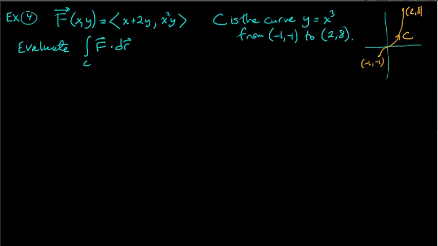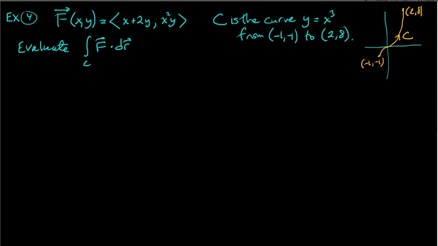Okay, so we have our vector field F. The x component is x plus 2y. The y component is x squared times y. And the curve is given, it's y equals x cubed. But instead of starting at 0, 0, like we usually do, we're starting at -1, -1, and we're ending at the point 2, 8, right?